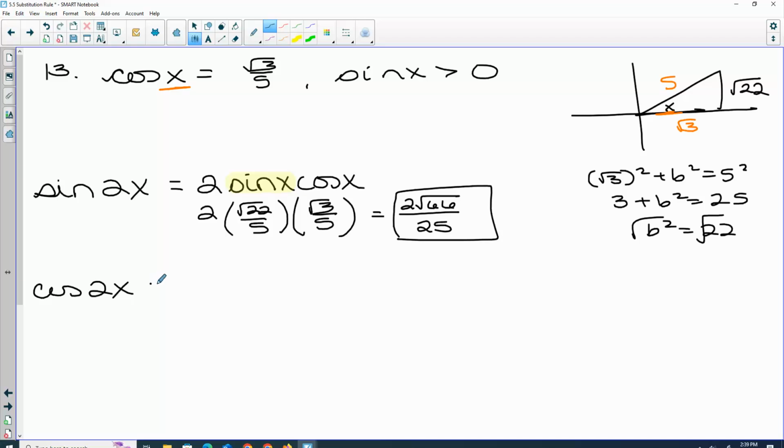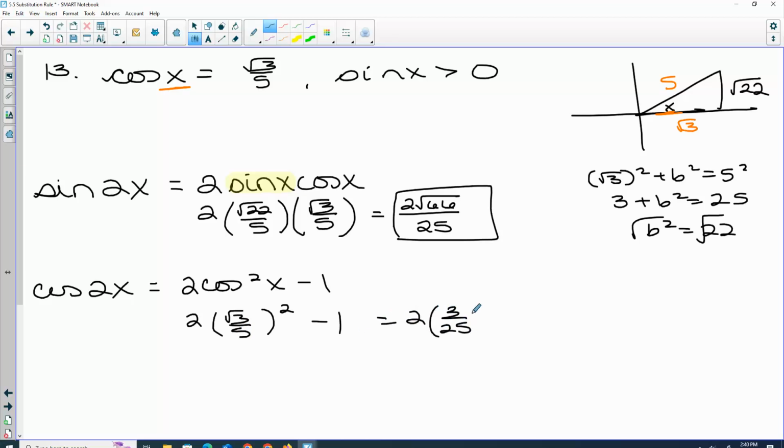So cosine, you have 3 different formulas. You pick one. So 2 cosine squared x means you take the cosine and square it. And when I look, cosine of x was radical 3 over 5, so radical 3 squared is 3, 5 squared is 25. You're welcome to use a calculator at this point. 6 over 25 minus 1, so we get negative 19 over 25.